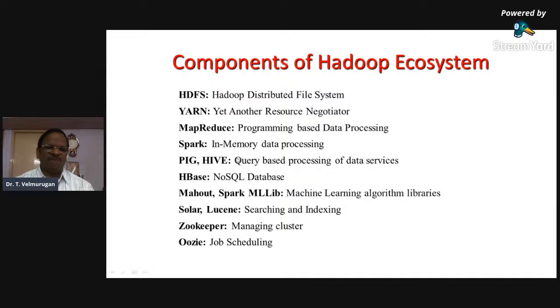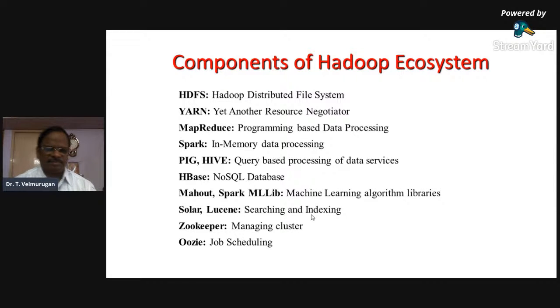And Spark is one of the tools which is used to store in memory, and how we can effectively utilize the memory. In-memory data processing is carried out by Spark. Pig and Hive are used for query-based processing of data services. HBase is a NoSQL database. Mahout, Spark MLlib are machine learning libraries, with algorithms based on machine learning. Solr and Lucene are used for searching and indexing in the Hadoop ecosystem.